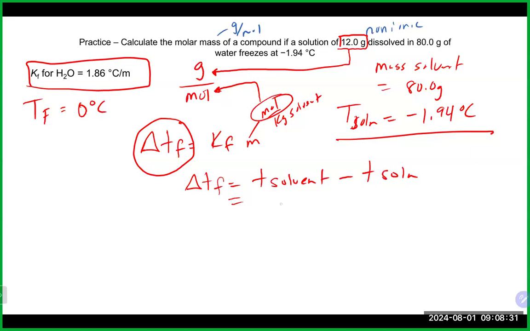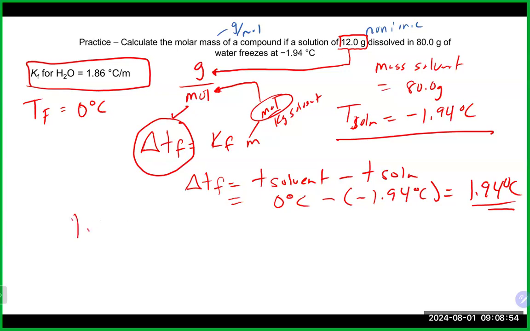We know that the solvent freezes at 0 degrees Celsius, minus our minus 1.94 degrees Celsius gives us a positive 1.94 degrees Celsius. So if you're curious how the negative goes away, that is how. It should go away because the change here is basically 1.94 degrees Celsius.